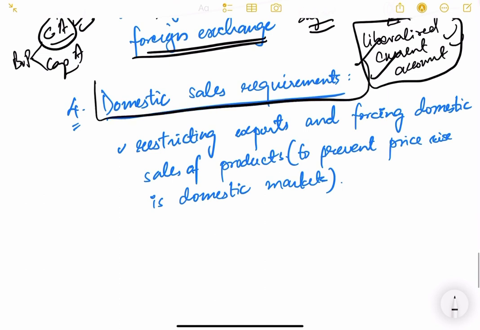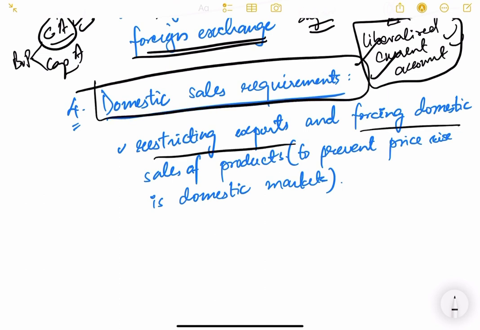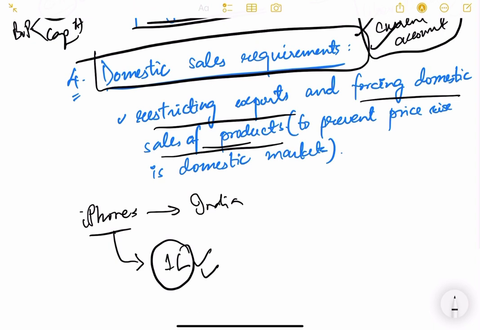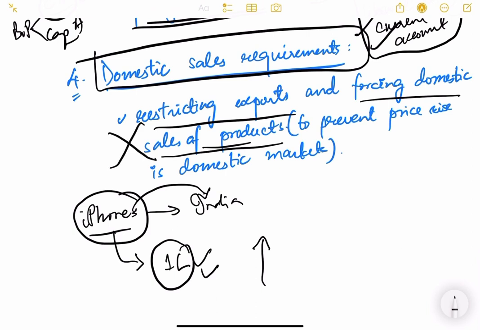And domestic sales requirement, for example, restricting exports and forcing domestic sales of products. For example, if Apple is manufacturing iPhones in India, and India says that you can only sell it in India, you cannot sell it outside, because the price of iPhone, because you are selling in the other countries, is going above 1 lakh. So this extra demand is getting created from the rest of the world, and because of this extra demand, the prices are going up. But we want you to sell products only in India, so that the prices are low. So this is also not allowed.